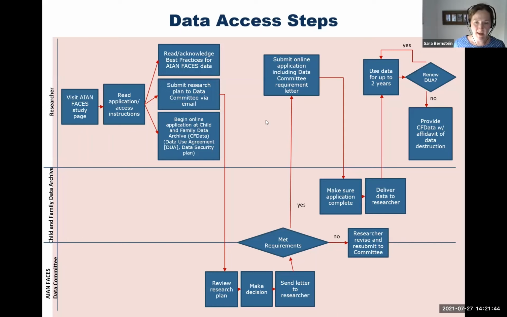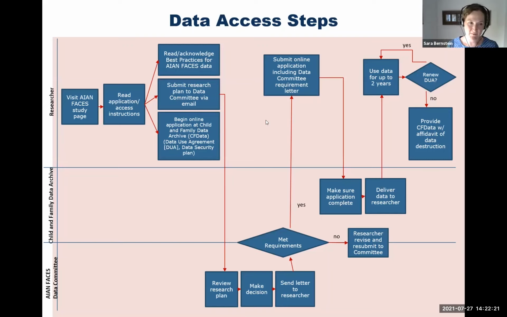If the requirements are met, or once they're met after revising and resubmitting, the applicant would submit the online application through the Child and Family Data Archive system, including the data committee letter. This is where, for AIAN FACES 2019, in that letter, there should be mention of whether this applicant should have the main file, or the main file and this partial sample file with that limited spring 2020 data. So anyway, that would all go into the archive.